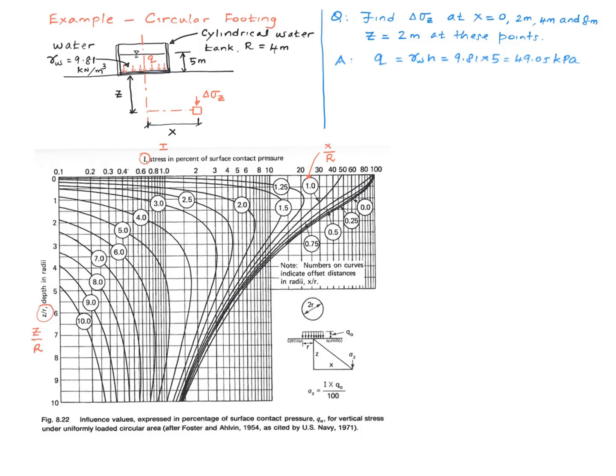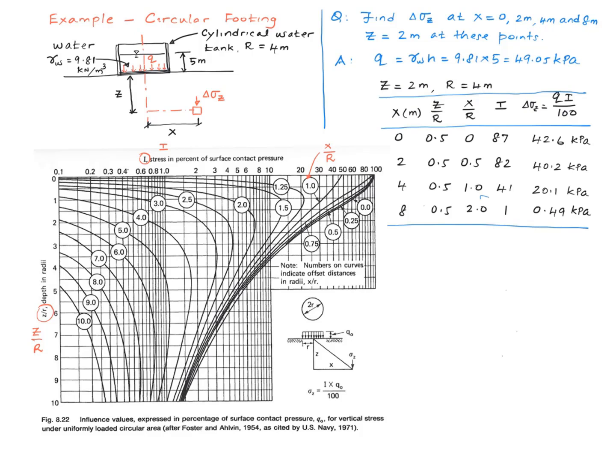Since I want to do this at 4 different points, it's better done in a table. So here's my little table. We know the depth for all the 4 points is a constant, 2 meters. We know the radius of the tank is obviously a constant, which is 4 meters. The X, the horizontal distance, varies for these 4 points, so they are listed here. And first I calculate the ratio between Z and R. Z is 2 meters, R is 4 meters, so Z over R is 0.5. So all the 4 points have the same ratio, 0.5.